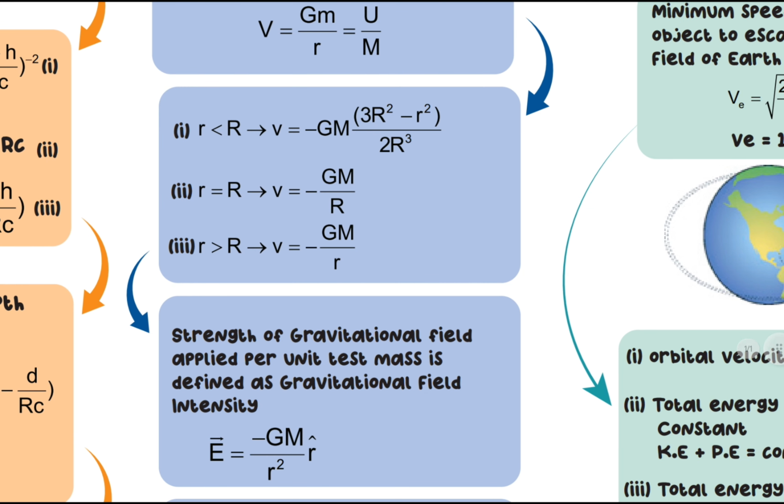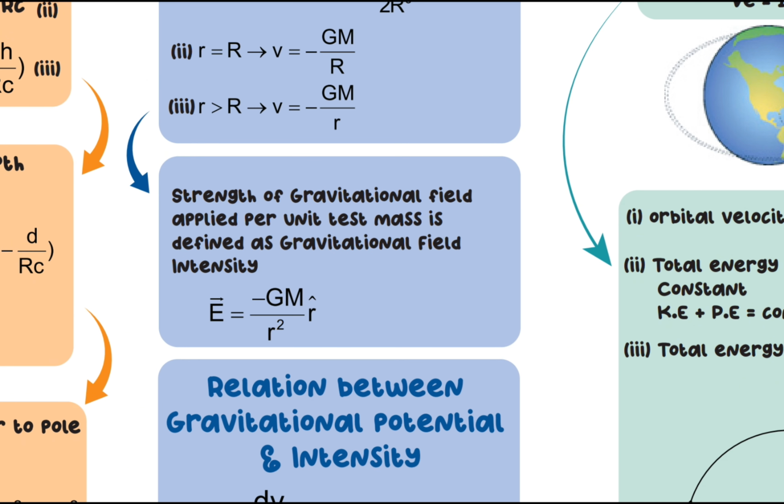If r is less than R, then potential is equal to minus GM into 3R square minus r square divided by 2R cube. If both radii are equal, then V is equal to minus GM by R. If r is greater than the radius of Earth, then potential equals minus GM by r.